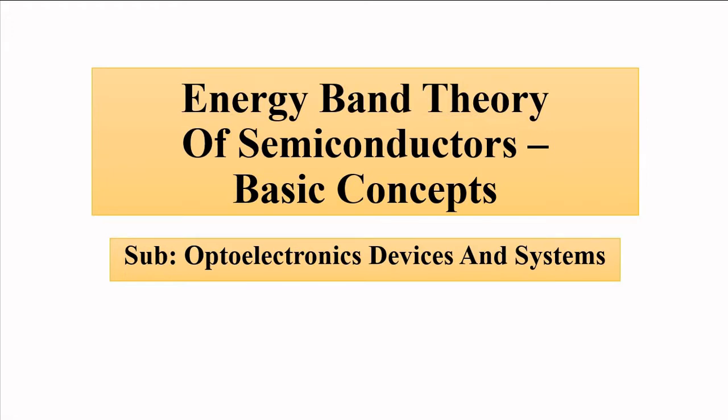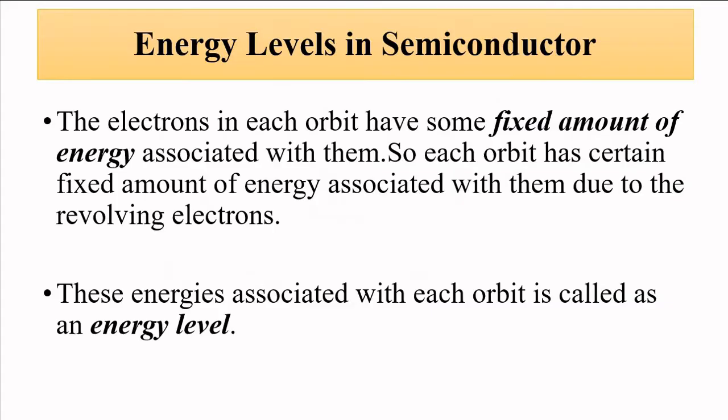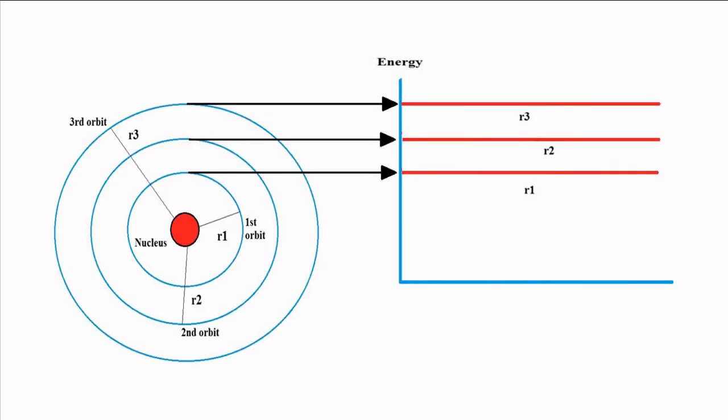So, in the previous video we discussed that according to Bohr's atomic model, the atom consists of a positively charged nucleus around which the electrons revolve in certain well designated orbits having fixed energies associated with them. Each orbit has a fixed amount of energy, and that energy associated with each fixed orbit is called an energy level. As we move away from the nucleus and the number of orbits goes on increasing, so does the magnitude of the energy.